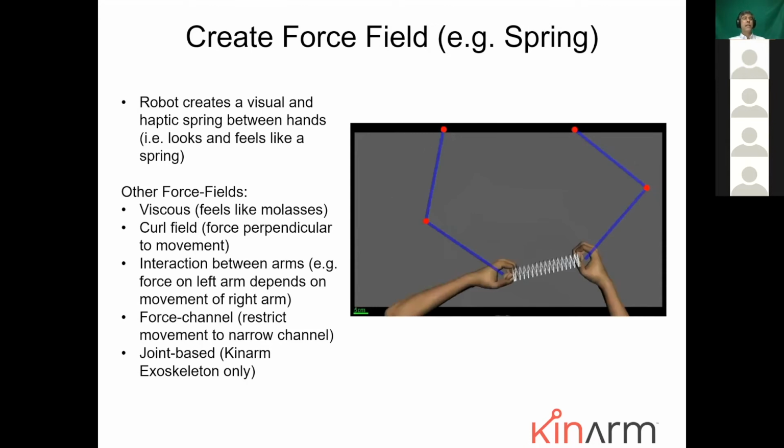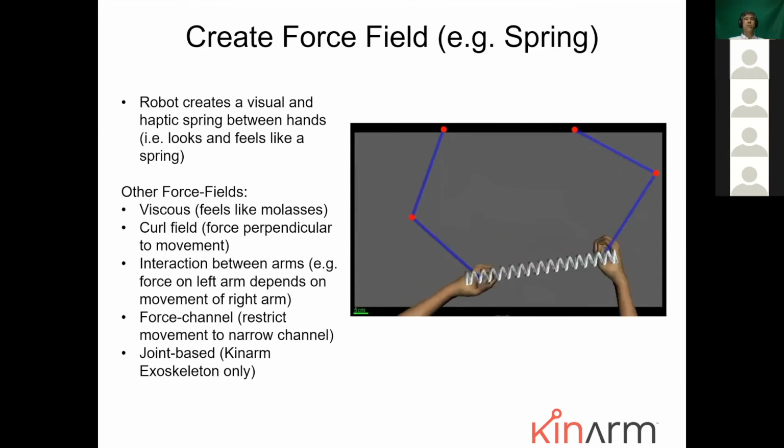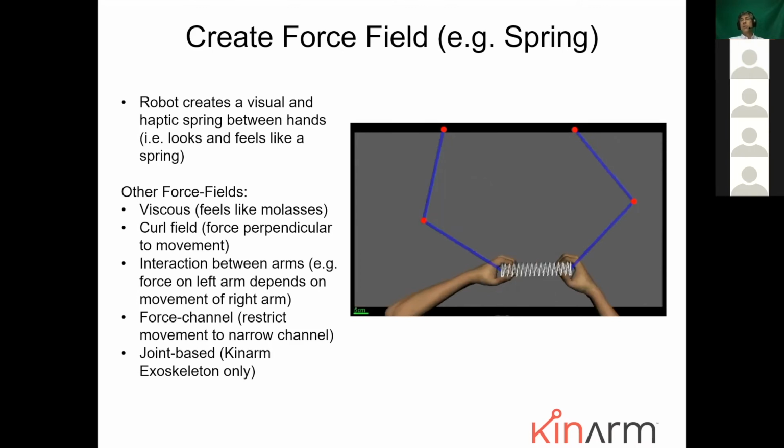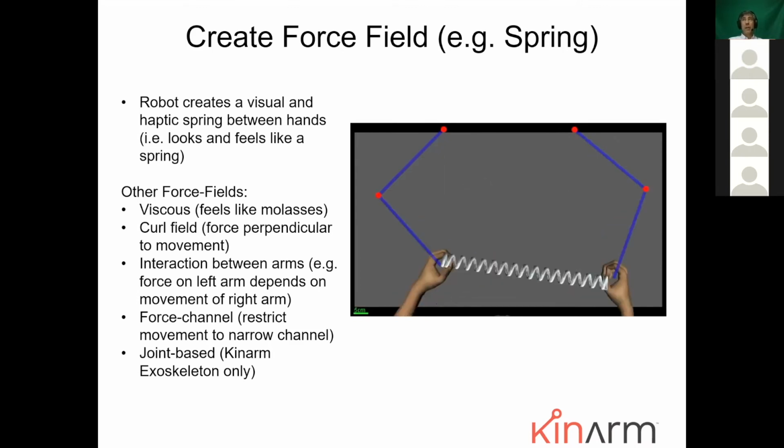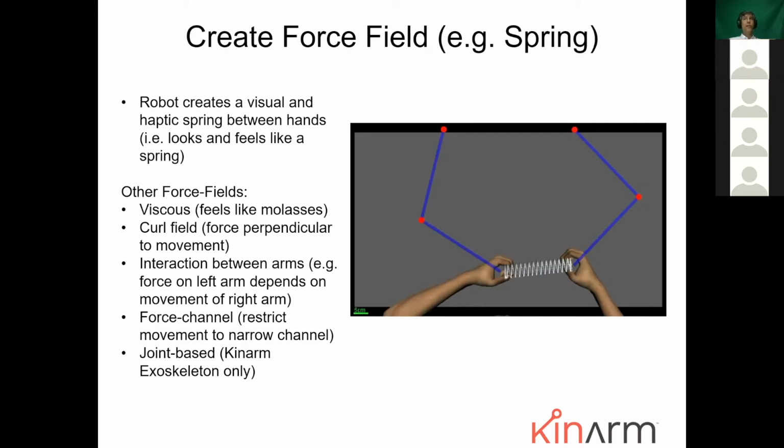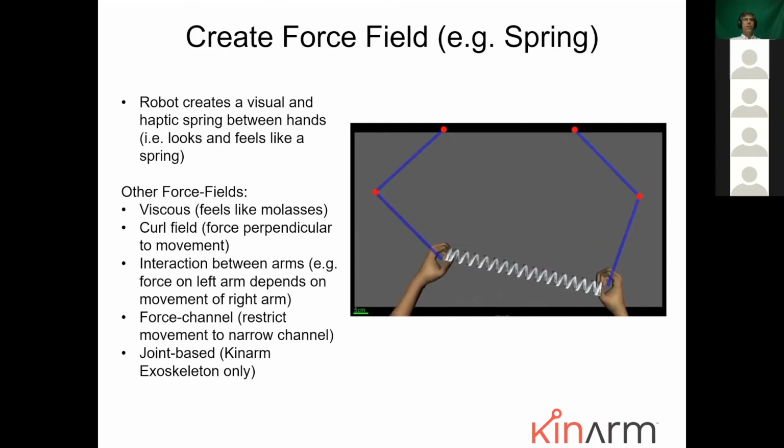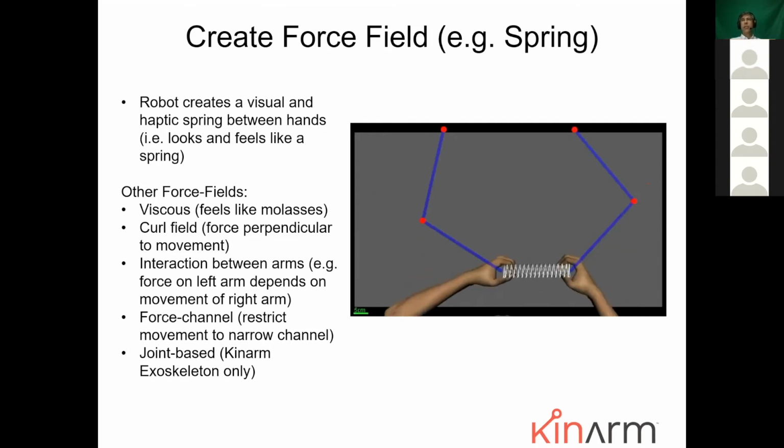You can also create interactions between the arms where the force on the left arm depends on the movement of the right arm. Spring is obviously an example of that, where both arms are doing that, but you could have just one that influences the other. You can create things called force channels. This is a paradigm that started to become popular about 10 years ago in the field of sort of basic research and motor control, where what's happening is that forces are restricted to movement in a narrow channel.